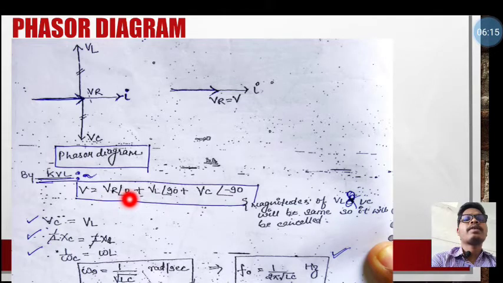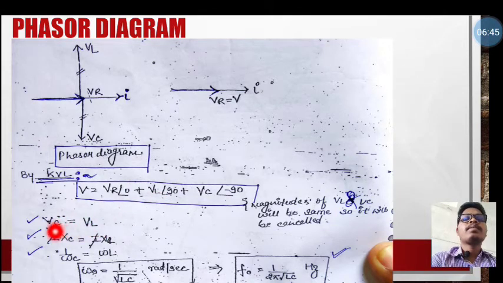I have already told you that the phase angle between the voltage across the resistance and the current is 0, and the voltage across the inductance is VL with a 90 degree phase angle with the current. Here VC is the capacitor voltage and it is minus 90 degrees, because in the minus direction it will be 90 degrees shifted. So that's why VC is at minus 90 degrees. Here VC is equal to VL at resonance.